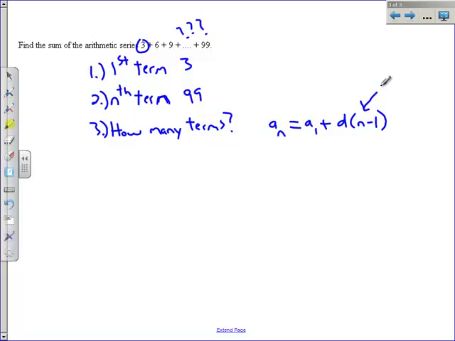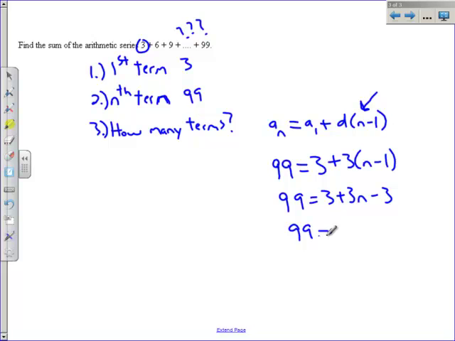So a sub n, I'm sorry, it's not the 99th term. It's the last term, so 99 is the nth term. 3 is the first term. The common difference is 3, since going from 3 to 6 to 9 we're adding 3 each time. And what I really want to know is how many terms we have. So let's do a little math here. 99 equals 3 plus 3n minus 3. So 99 equals 3n, so n is 33. That's how many terms I have.